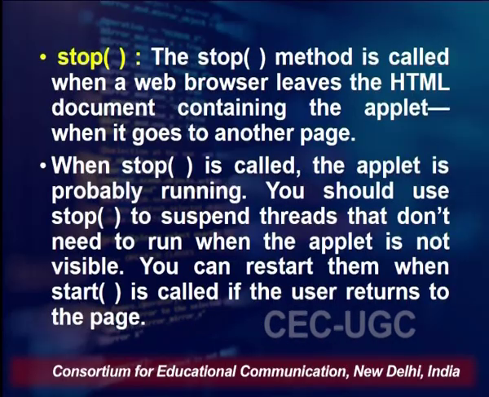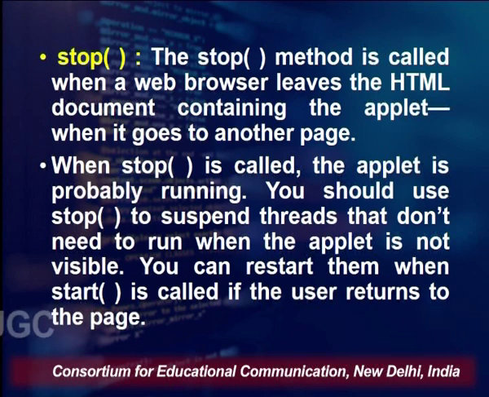It is called whenever a web browser leaves the HTML document which is containing the applet, and goes to another page. So, for example, a page is being changed with the help of a hyperlink. So, there was an applet which is running on an HTML page, and then there was a hyperlink. That hyperlink is being clicked, and your web browser is now shifting to another page. So, the stop method is being called with that applet which was running there.